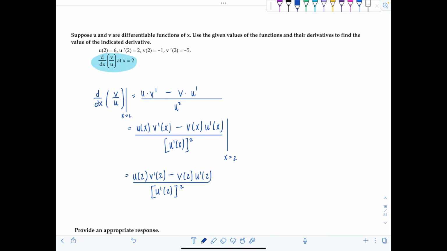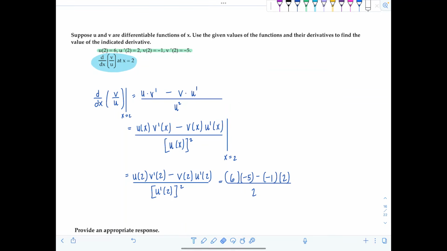Oh, and they gave me everything I need up here. How lovely. Okay, so just plug it in and go, because we don't have the functions v and u. It's all good. In fact, I prefer this. Isn't this easier? u of 2 is 6. v prime of 2 is negative 5. Let me use parentheses instead since we've got negatives. Minus v of 2, what is it? Negative 1. And u prime of 2 is 2.